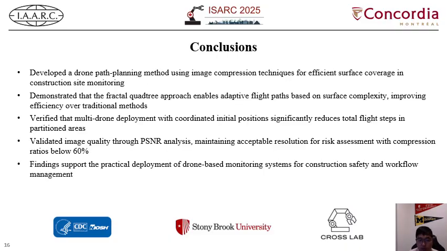In conclusion, our adaptive FQA method improves drone-based inspection by reducing redundant scans and optimizing flight paths. It enables scalable, efficient, and high-resolution monitoring of construction sites. This approach supports better safety inspection and resource utilization.